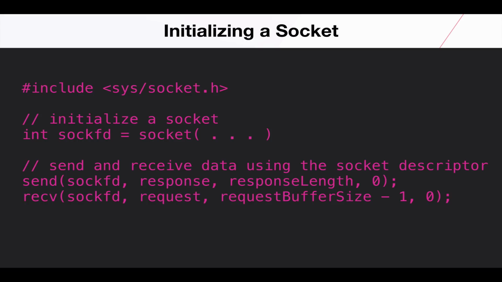And then similarly with receive, you need to know which socket to receive from. The request here is a buffer that will then hold the incoming message. The request buffer size is the length of that buffer, so that it knows at maximum how large of a message it can receive into the request buffer, minus 1 because of array indexing, and then 0 again being another flag in this case. So that was just a quick illustration of how you might initialize and use sockets in order to send and receive messages.